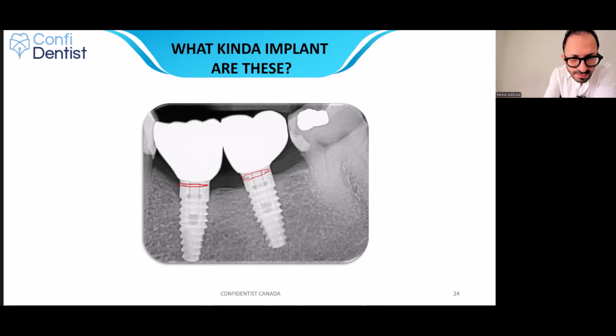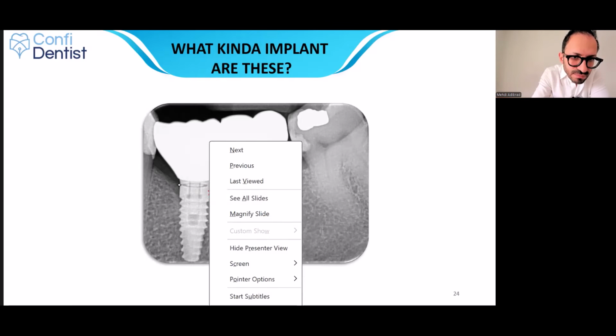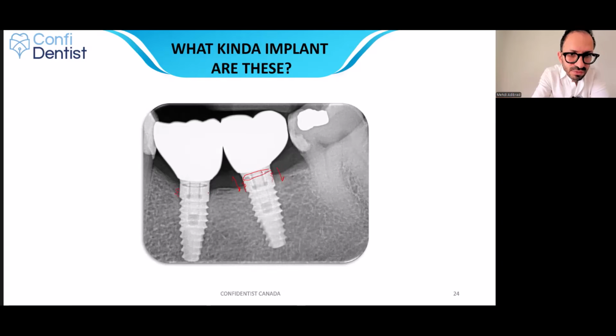Okay. So what do I have apical to the prosthetic platform? Apical to it, for 3 millimeters, it just has very fine irregularities. Very fine irregularities. So it's not a smooth collar. So that means this is a bone level implant.